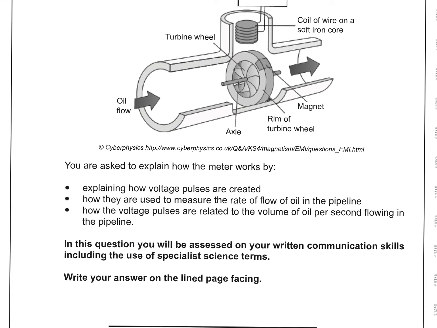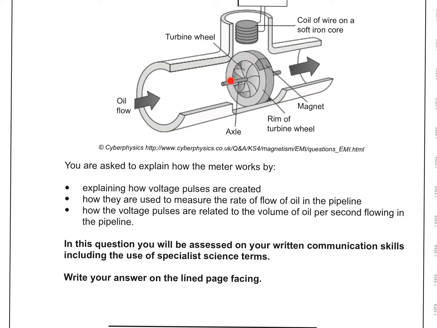So you're explaining, it says here, how the voltage pulses are created. Okay, so this magnet moving near the coil creates pulses by electromagnetic induction. How they are used to measure the rate of flow.